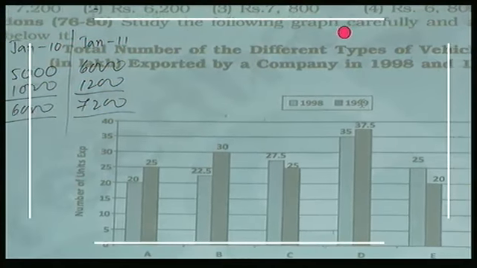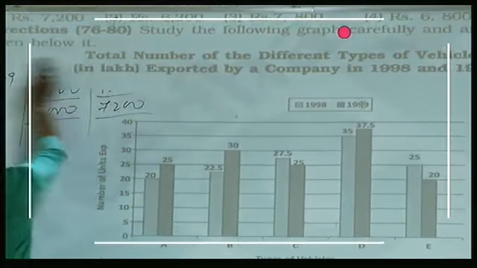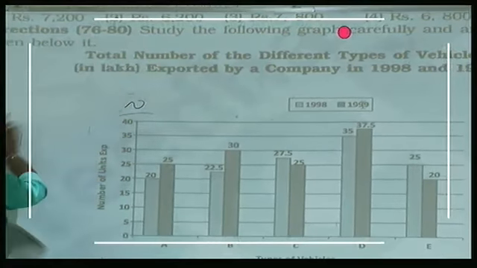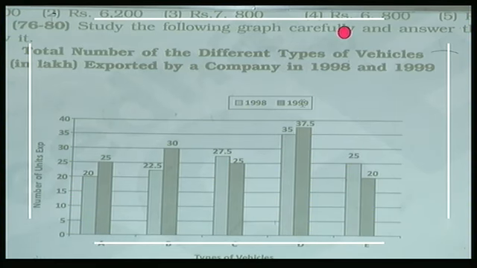Questions 76 to 80. Any particular question? Anyone? Number of different types of vehicles exported by the company in 98 and 99. Should be an easy one. If you have any doubt or any particular question, I can help you. Or do you want me to discuss every question?